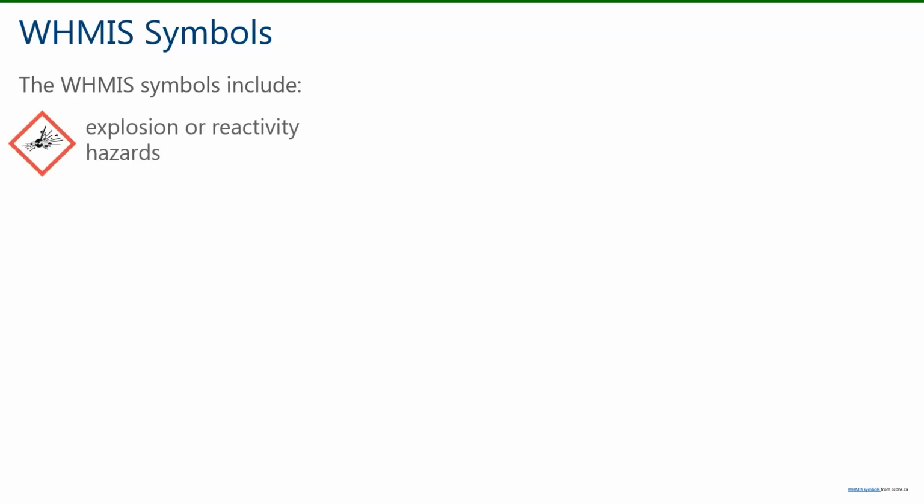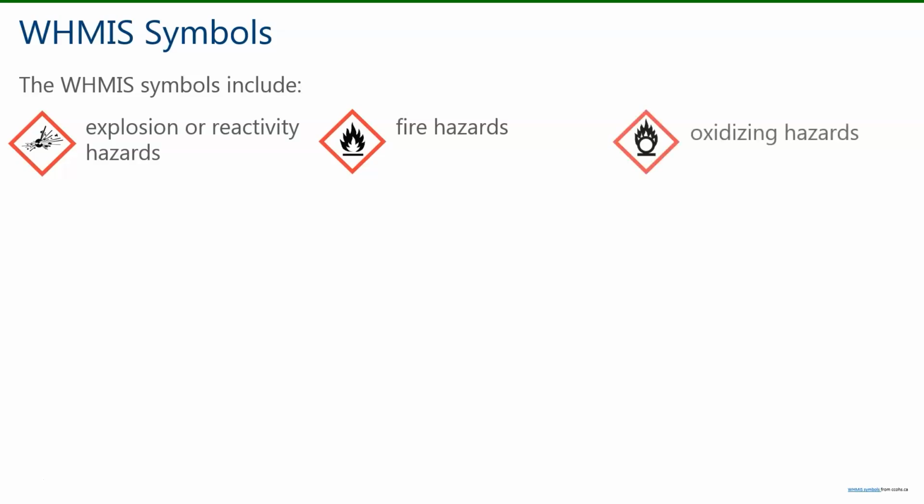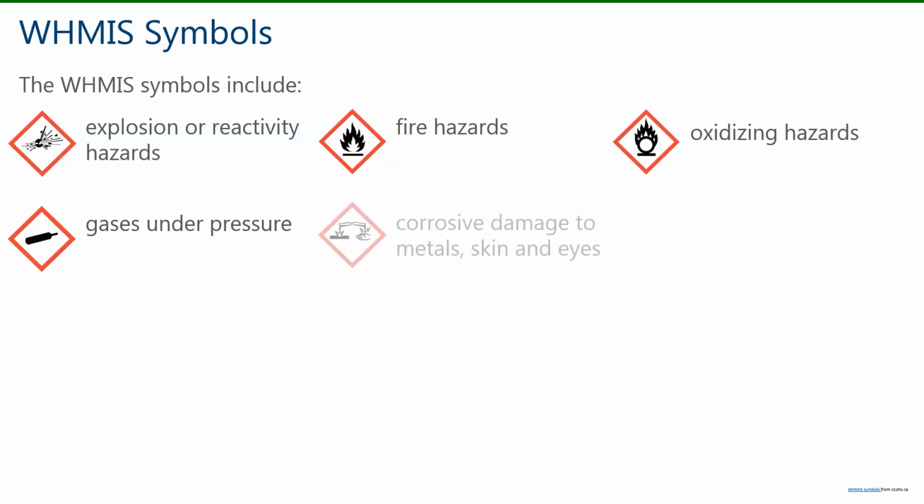Now let's take a look at those pictograms we were talking about, the WHMIS symbols. The WHMIS symbols include explosions or reactivity hazards, fire hazards, oxidizing hazards. I remember this one because there's an O underneath the flames, O for oxidizing. Gases under pressure. I find this one easy to remember because it looks kind of like a propane tank. Corrosive material that can cause damage to metals, skin, and eyes. If you look closely at the picture, you can see the metal being worn away and part of the hand being worn away, and that reminds me that it's corrosive.